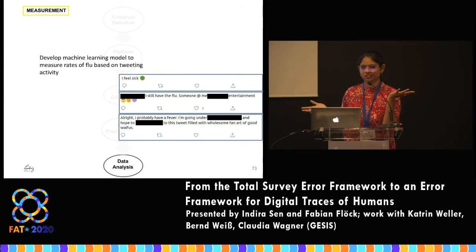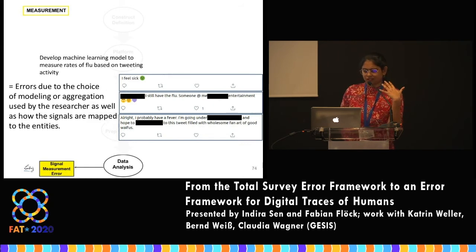Now, is that 3 instances of the flu, or did this person suffer the flu once and it went over the week? So depending on how you model this information or how you aggregate some of these signals, you could end up with a signal measurement error.